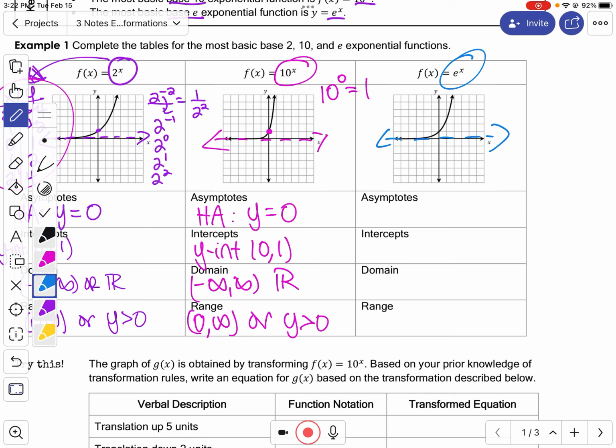So our transformation would go left 3. And then outside, notice outside of the exponent is a minus 6. That would be down 6. Now, this 2 is a part of our parent function, 2 to the x, so don't confuse that with a vertical stretch by 2, because that is our normal base of our parent function, okay?